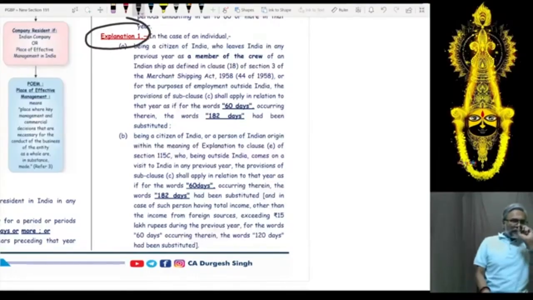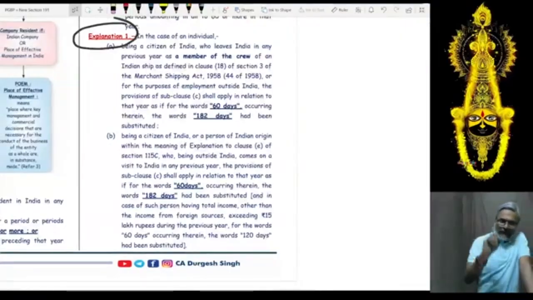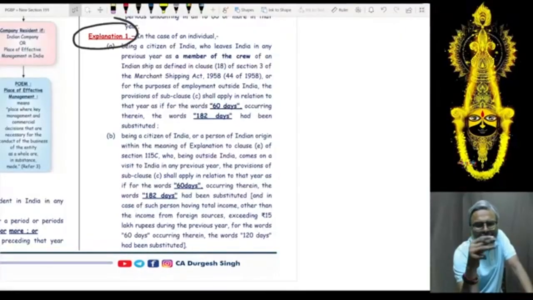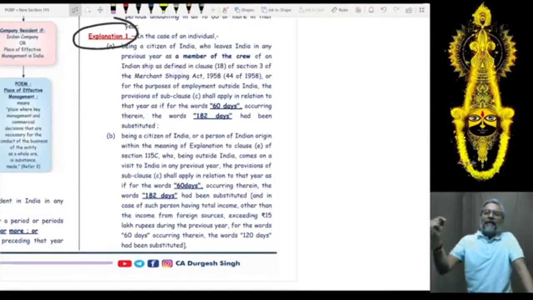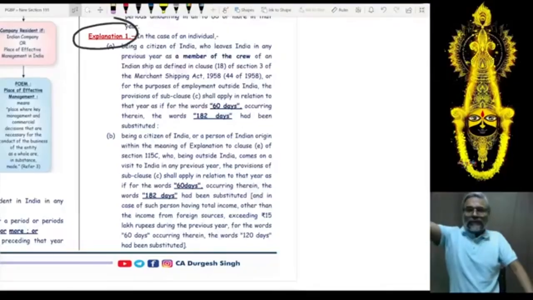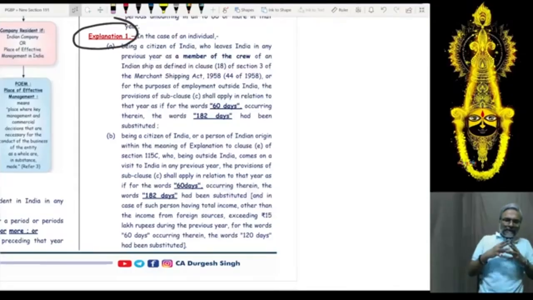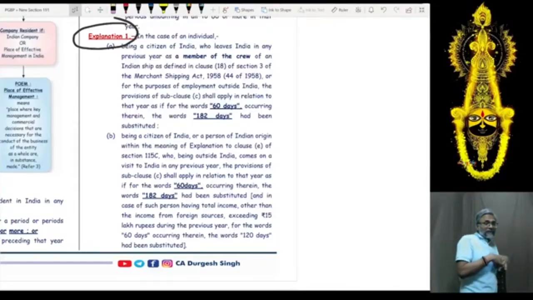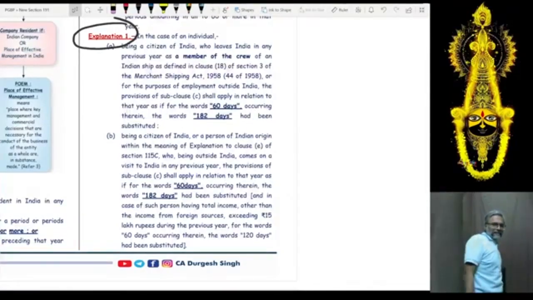Now, students, be careful in this context. There are two cases in which the second basic condition is not applicable. Actually, there are three, but just remember only two for your examination now. One is a person who leaves India for the purpose of taking up employment outside India. Repeat with me. A person or an individual, students, who is a citizen of India. Be careful. That person is a citizen of India and he is leaving India for the purpose of taking up employment outside India.